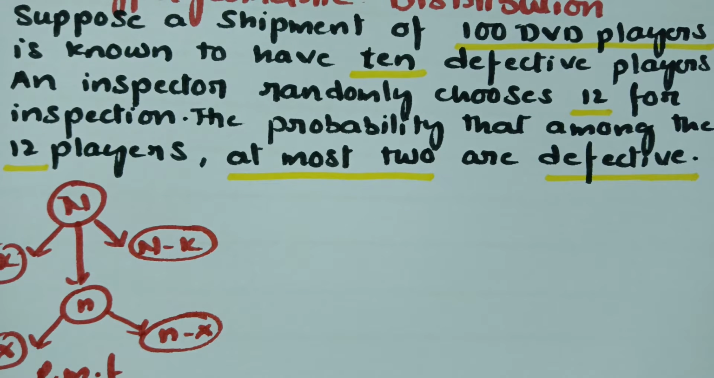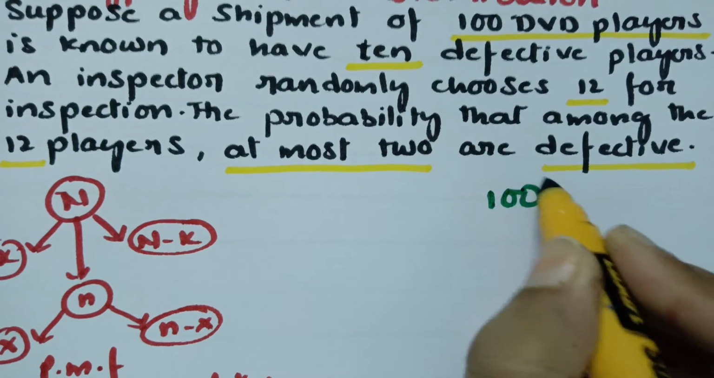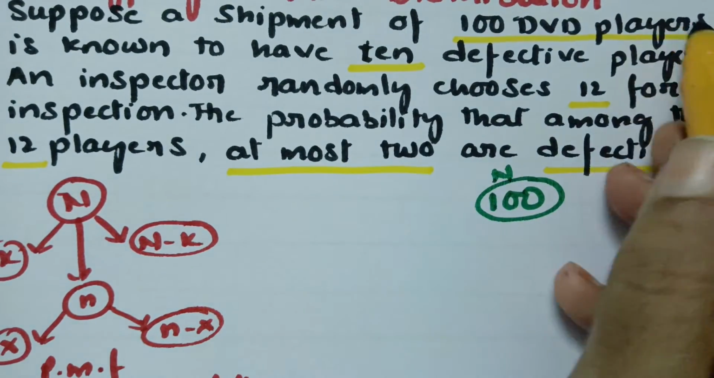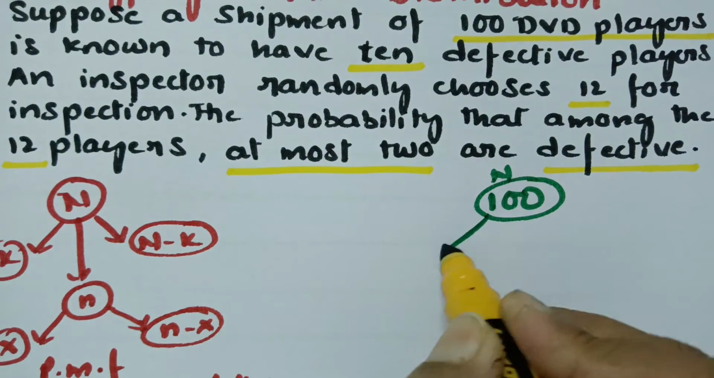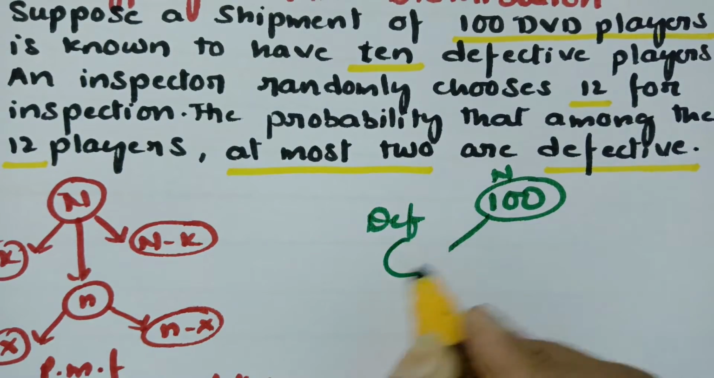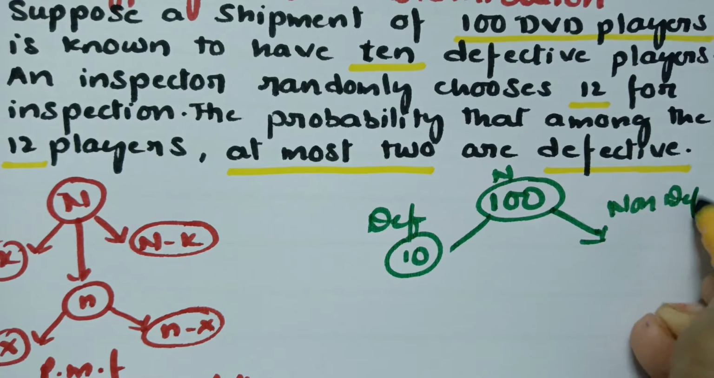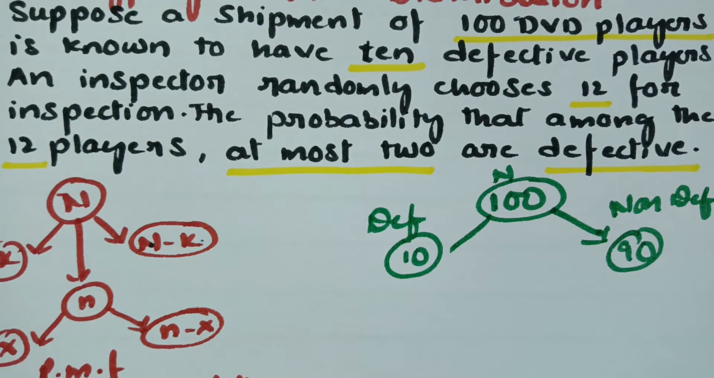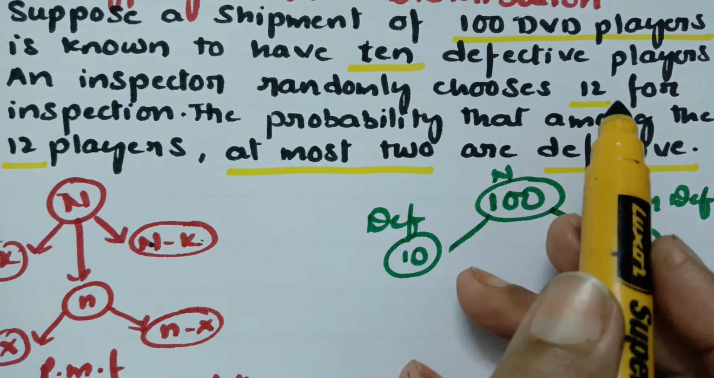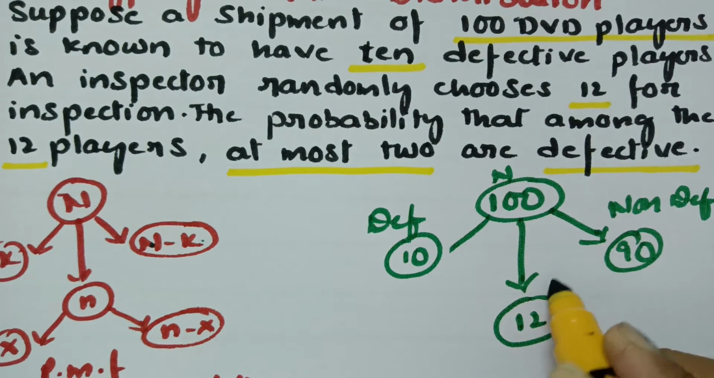So coming to the question here, suppose we have a shipment of 100 DVD players. Capital N is equal to 100. The shipment is known to have 10 defective, so the defective items are 10. The non-defective items are N minus K, so the value here is 90. An inspector randomly chooses 12 for inspection. The small n value is equal to 12.